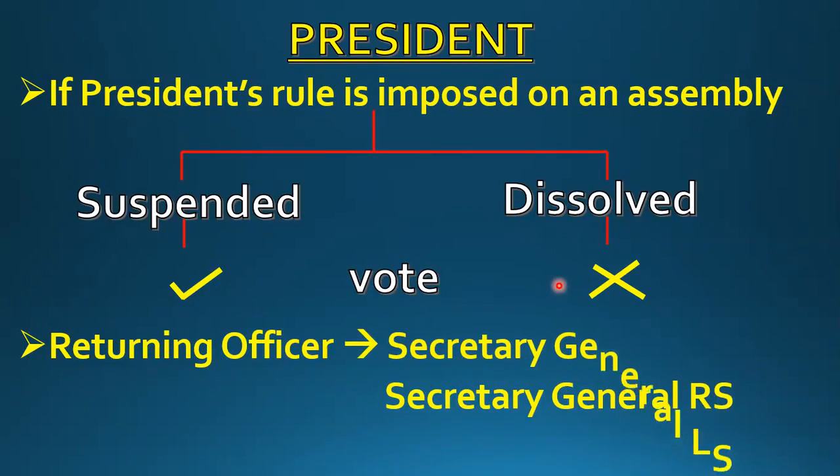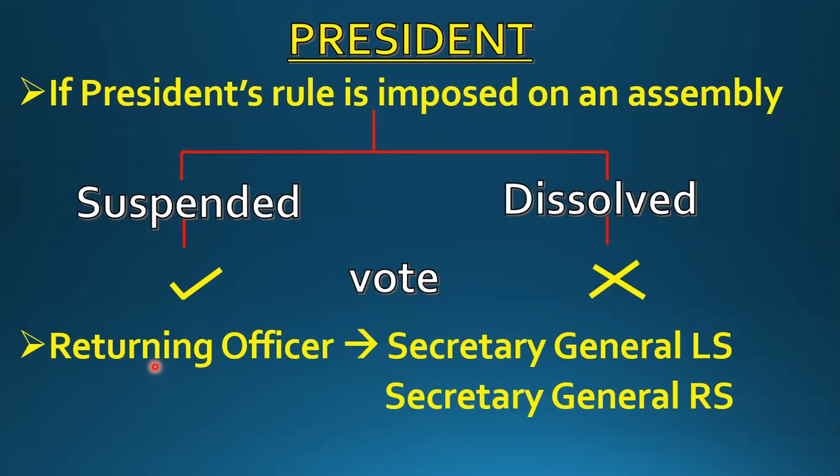Now friends, the second question arises: who is the returning officer? Who is the returning officer in the election of the president? So now you will ask, sir, first of all tell us who is the returning officer. What is the meaning of returning officer? So friends, the returning officer is the officer who is in charge of conducting the election in a constituency. So the returning officer is the officer in charge of conducting the election in any constituency.